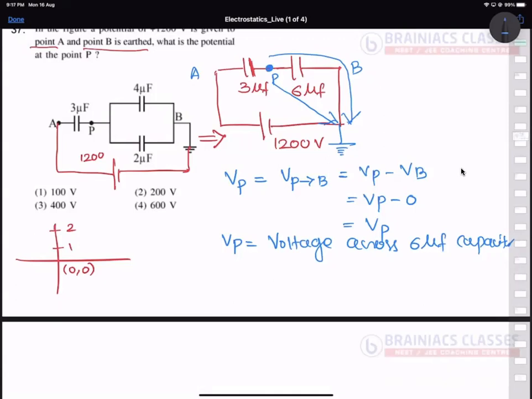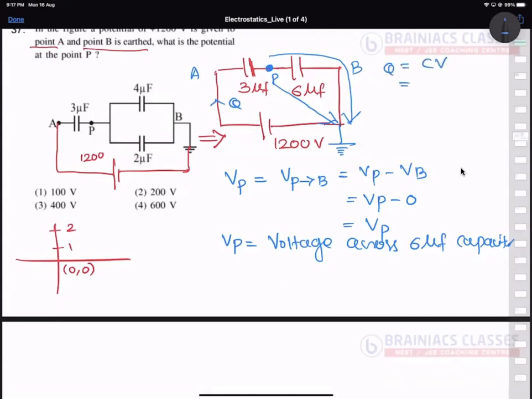Okay, now this is a series connection. Now you know 6 microfarad, 3 microfarad. It is a series connection. The 1200 volt battery will deliver a charge called Q. We are going to find out the charge Q. Q is equal to what?